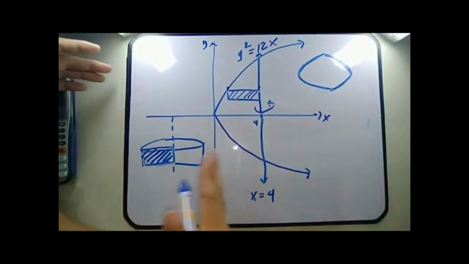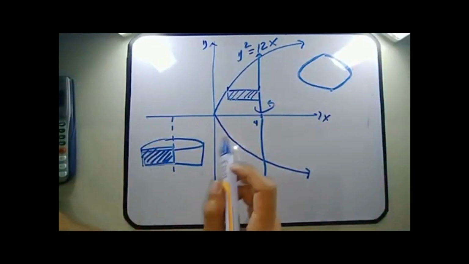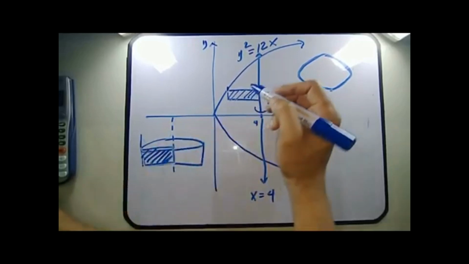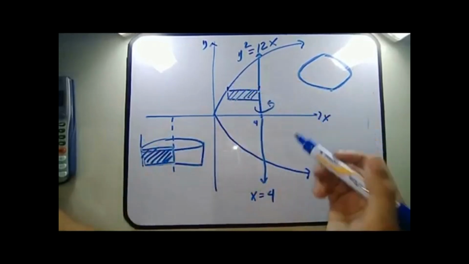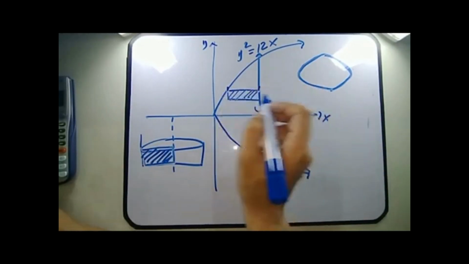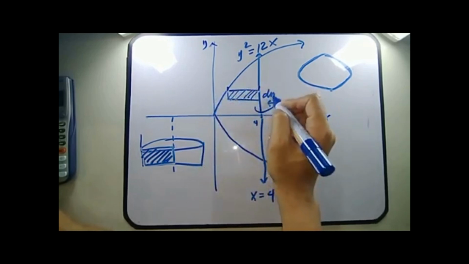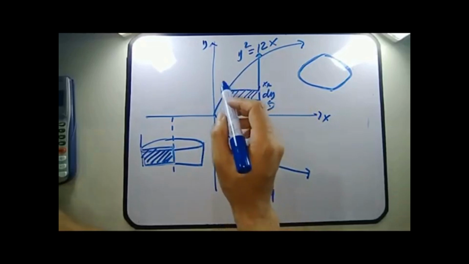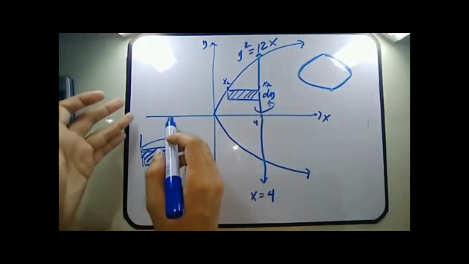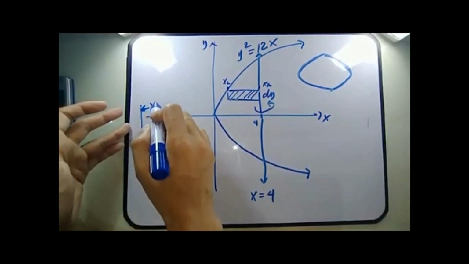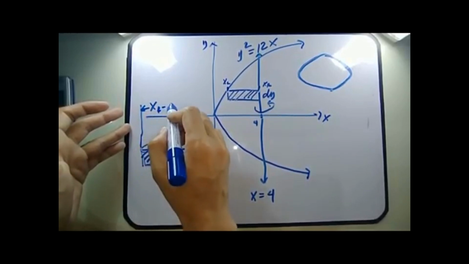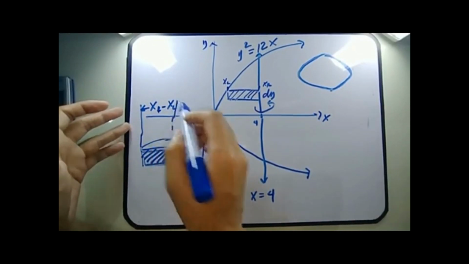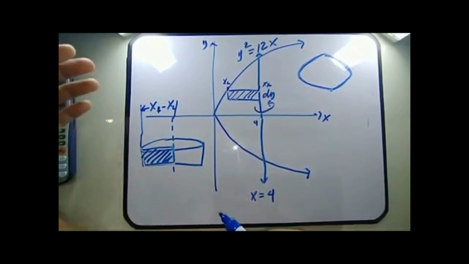Then, we formed a solid cylinder. So, this distance is this. If it is horizontal, this will be dy. So, this will be x. This will be x right, and this will be x left. So, this distance will be x right minus x left. This is the radius of our cylinder. So, what is x right and what is x left?